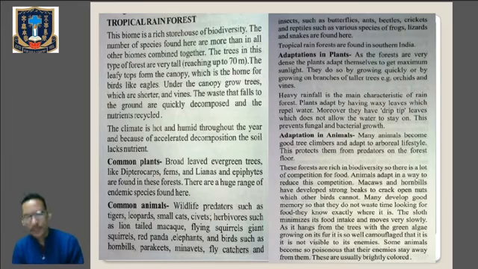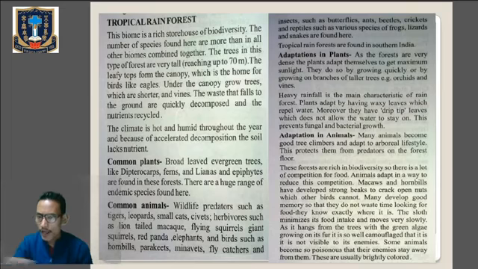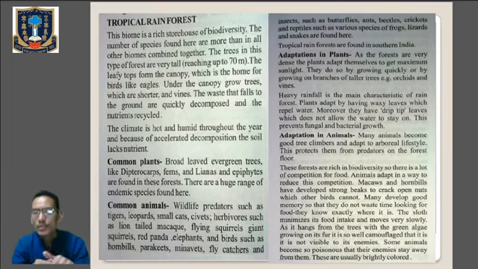Then let's go to the adaptations seen in the animals. Many animals become good tree climbers. They have arboreal lifestyles, which also protect them from predators. These forests are rich in biodiversity, so there is a lot of competition for food. Clear? So animals adapt in a way to reduce this competition.